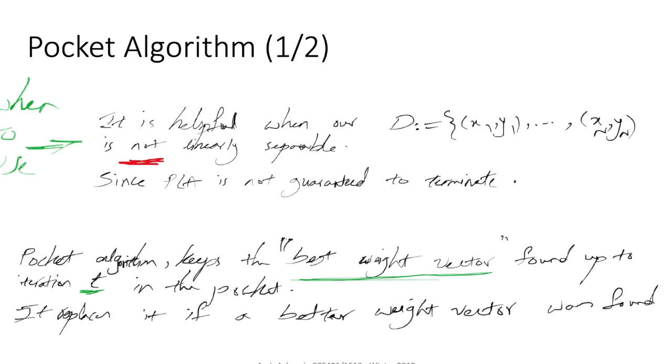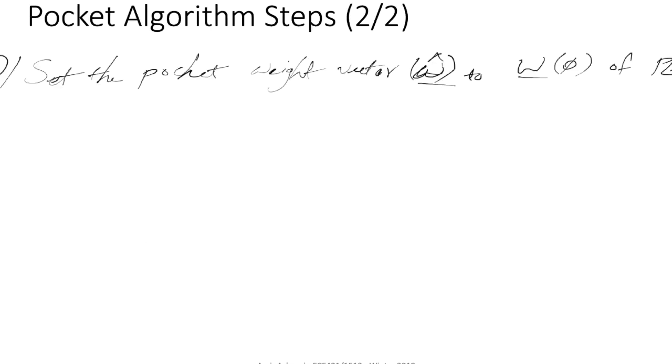So let me just describe what the algorithm was. At step 1, we set the pocket weight vector, or W hat, to our initial weight of 0 that PLA found. So it's sort of an initialization.